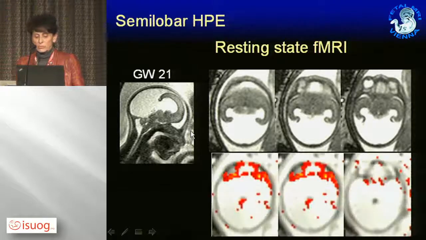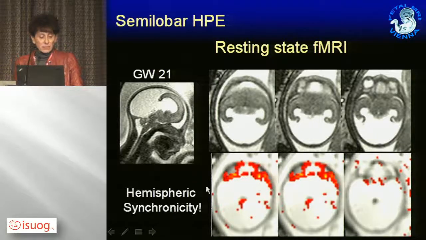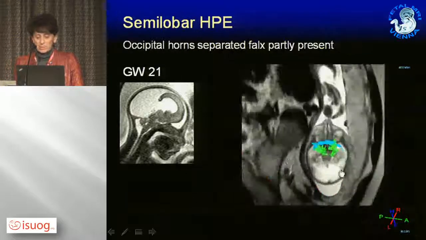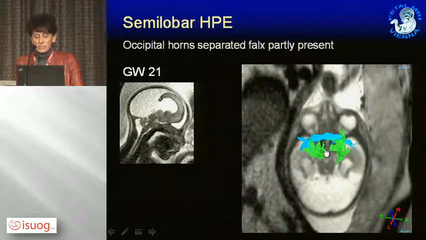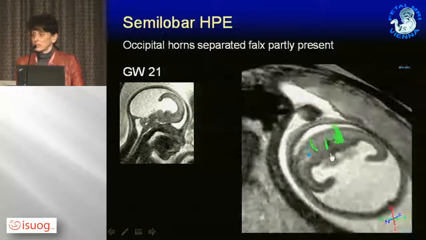And of course, we performed resting state MRI. Big surprise. There is a synchronous bilateral frontal activity. But why? There is no corpus callosum. How can there be an integration of activity between the hemispheres? There must be an explanation for that, and we really couldn't explain it, but then we got the explanation by doing tractography, because there is a hypertrophic anterior commissure.